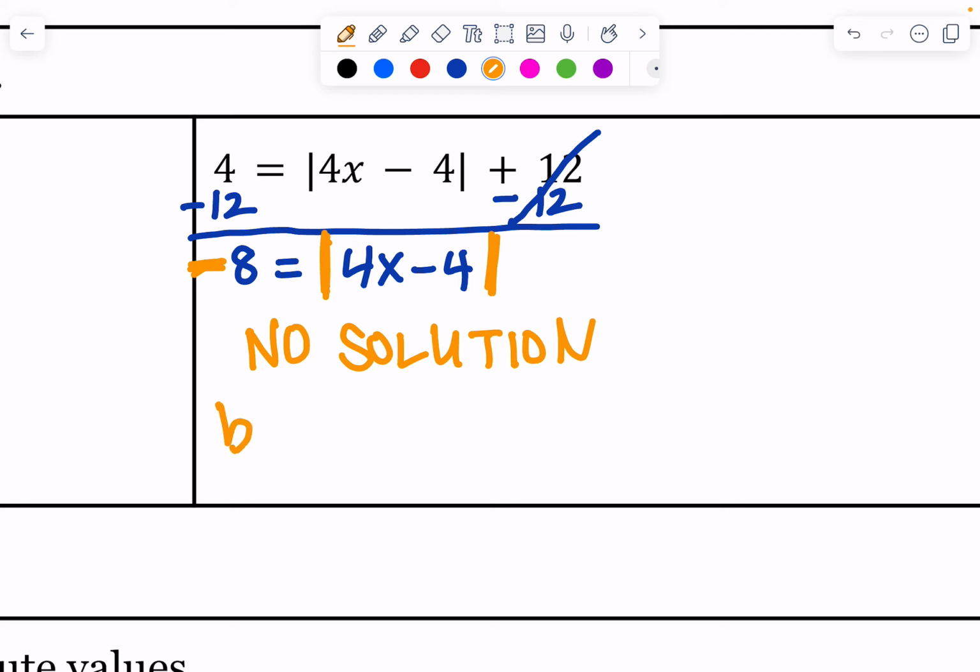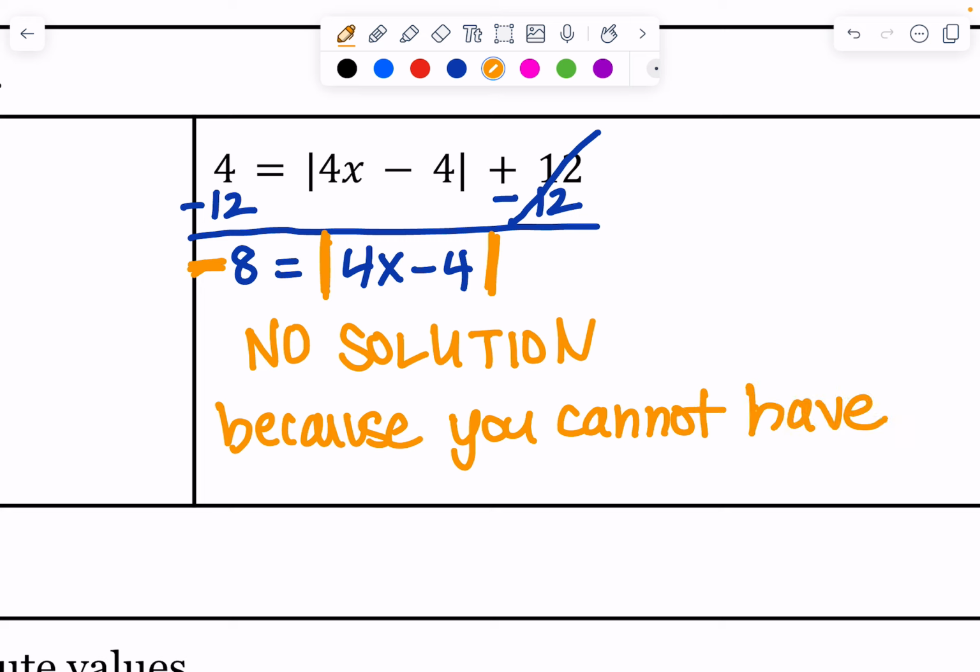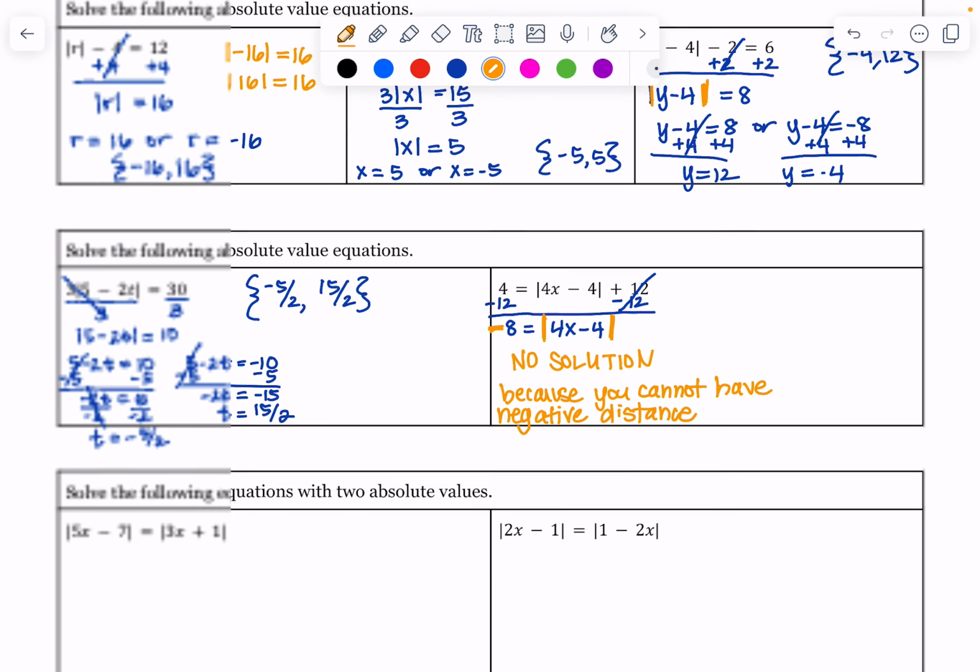And that is because you cannot have negative distance. That's not a super mathy way to say that, but absolute value is kind of like distance, and you can't really have negative distance.